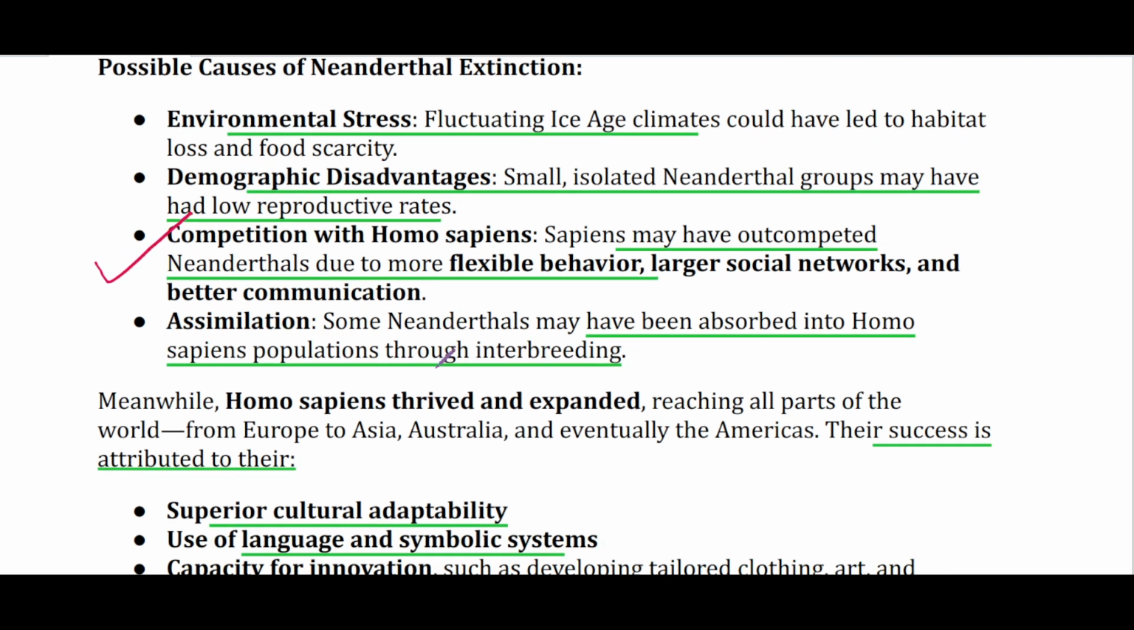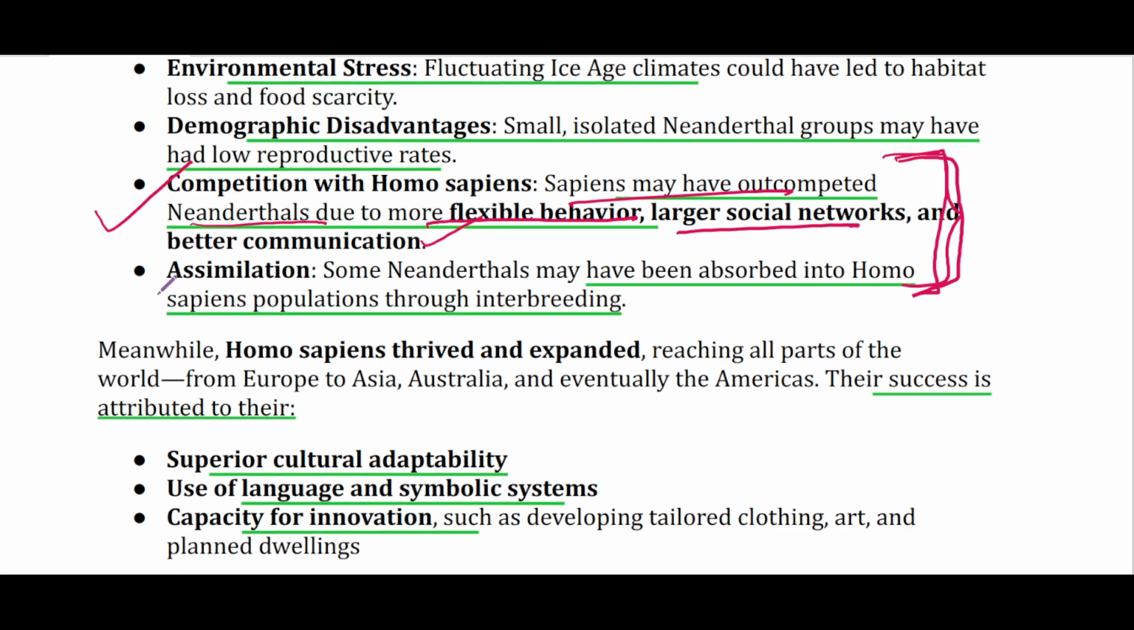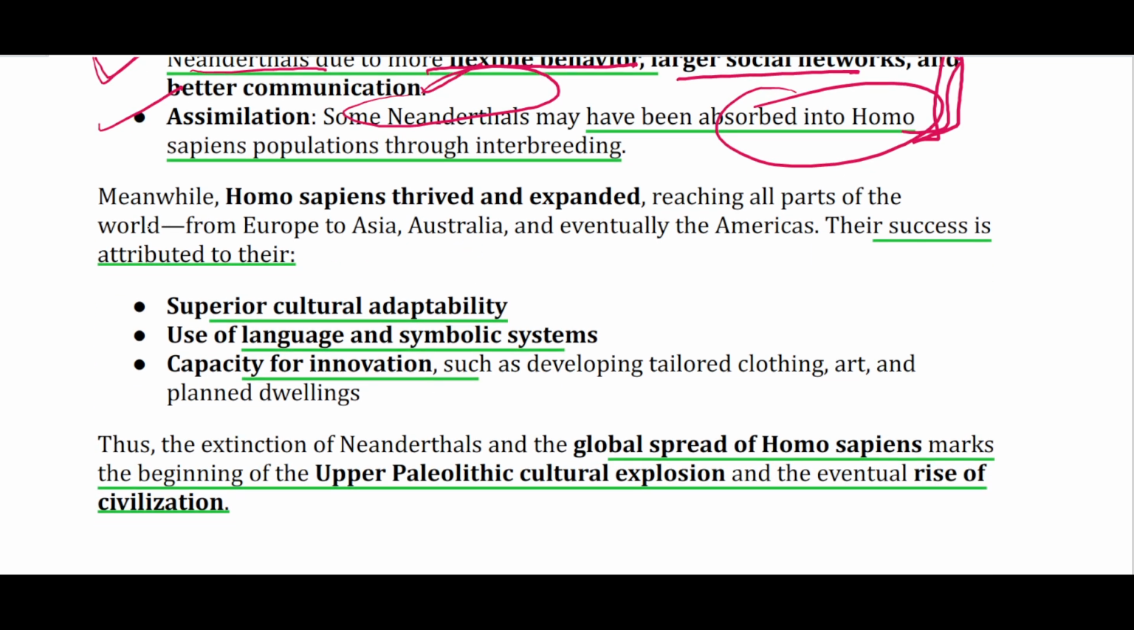Then came the competition with Homo sapiens. Sapiens may have outcompeted Neanderthals because they were already living under the shadow of death, and Homo sapiens were quite resilient and flexible, with a large social network and better communication. And finally, the latest study from the Max Planck Institute suggests that some Neanderthals may have been absorbed into Homo sapiens. Meanwhile, Homo sapiens thrived and expanded, and we are the testimony to that.